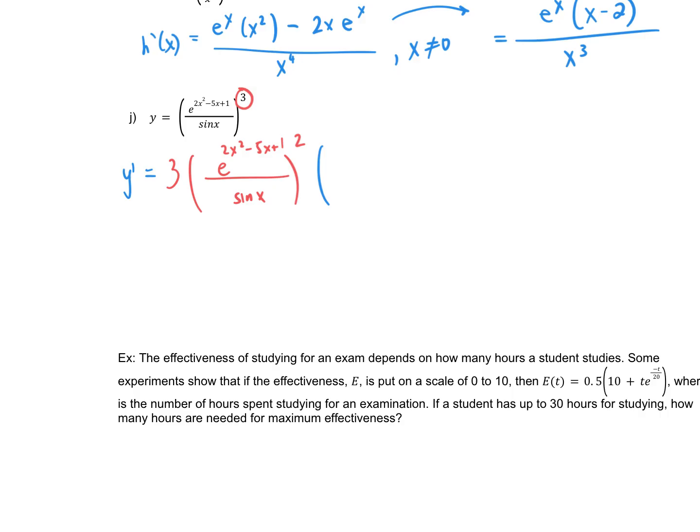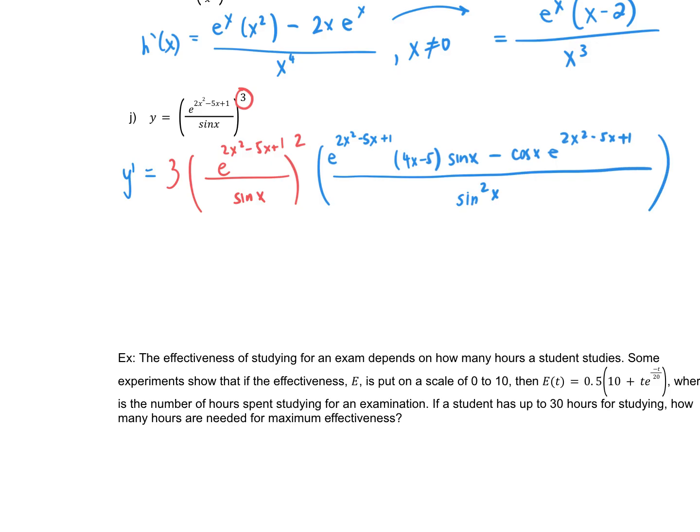I'm going to take the derivative of the numerator, which has a chain rule in it. It's going to be e to the power of the original exponent, and now take the derivative of that exponent, so 4x minus 5. Now copy paste the denominator, subtract the derivative of the denominator, which is cos x, and I'll copy paste the numerator. And that's all going to be over sine x all squared, which I'm going to write as sine squared x. And there we have it. We're not going to clean this up.